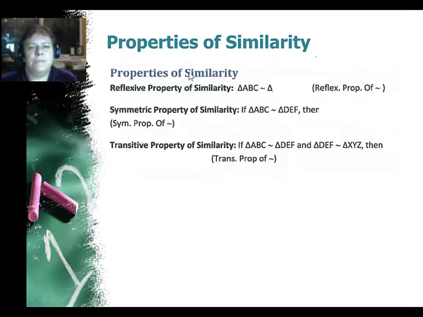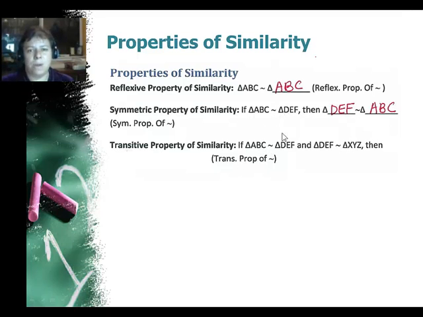The first one should look familiar, reflexive property of similarity. We used to have, or we still have, the reflexive property of congruence. And that was like saying angle A is congruent to angle A. Same idea, angle A is also similar to angle A. In this case, we'll say triangle ABC is similar to triangle ABC. For the symmetric property of similarity, we just reflect it. It's symmetrical, so we switch it. Triangle DEF is also similar to triangle ABC if triangle ABC is similar to triangle DEF.